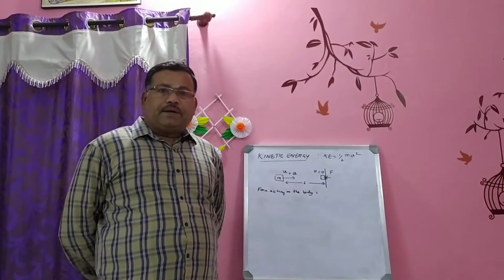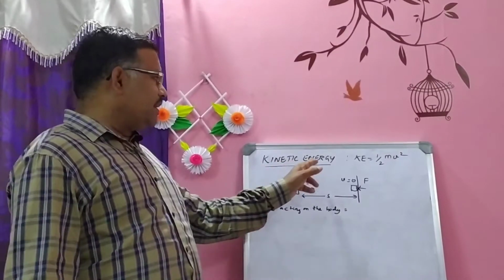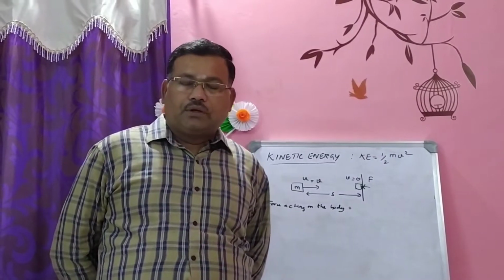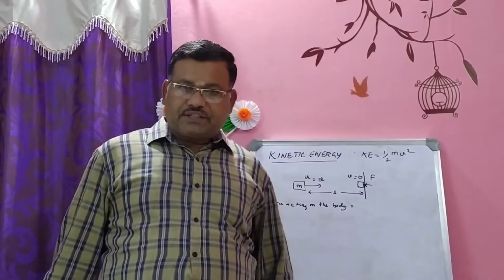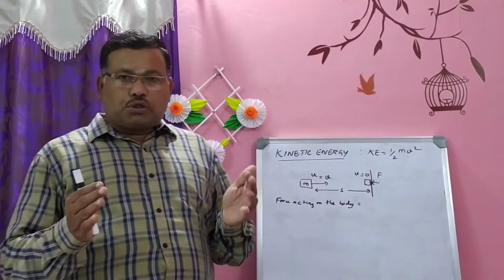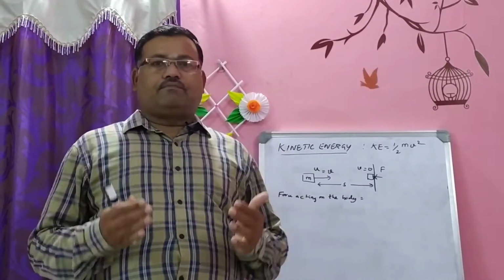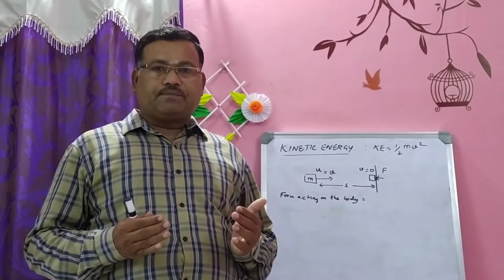Today we are going to see how to derive the expression for kinetic energy, K equal to half mv square. So what is the definition for kinetic energy? Energy possessed by the body due to its motion is called kinetic energy.